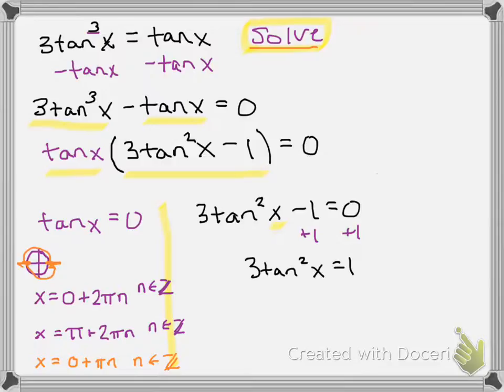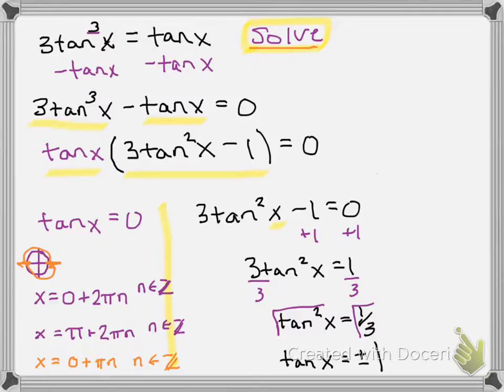And then I could get rid of that 3 by dividing by 3 on both sides. And so I would get tangent squared x equals 1/3. And then I don't like that square. So to get rid of a square, I can square root, and that'll work out nicely. And there I have to keep in mind that tangent x could be positive or negative. It's really important that we have that. Root of 1/3.